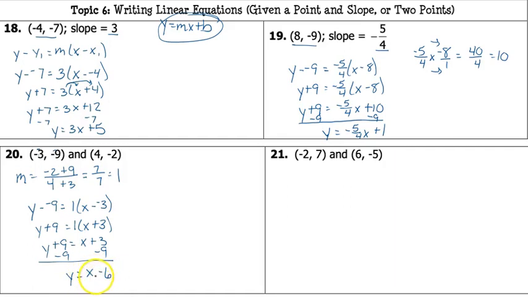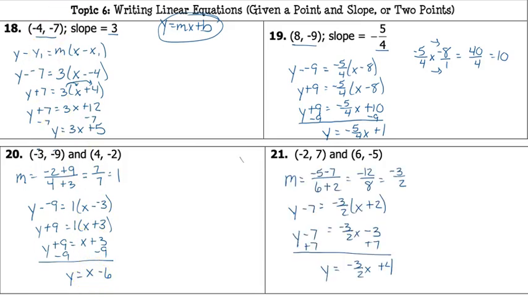So I want you to pause the video, try number 21, and then come back. All right, so first up we find the slope. The slope ends up being negative 3 over 2. Then I'm going to plug that back into point slope. Again, it does not matter which point I use. I can use the first one or the second one. I just used the first one because it was listed first. I plug that in, and when I finalize that into slope-intercept form, I get y equals negative 3/2 x plus 4.